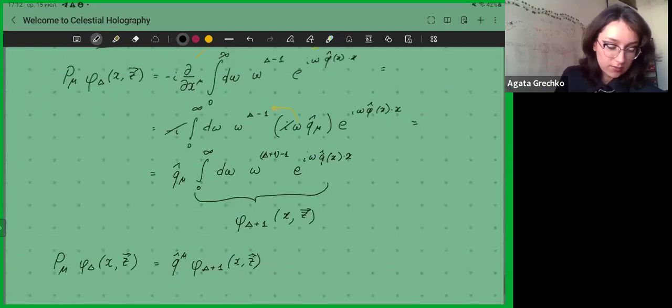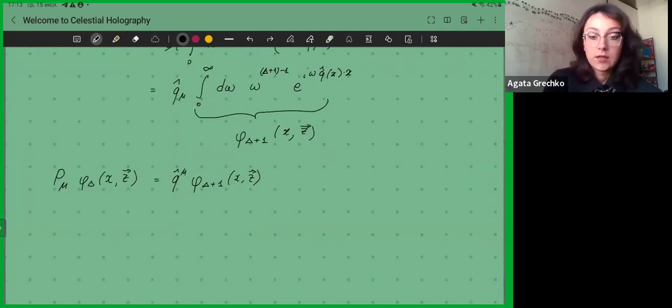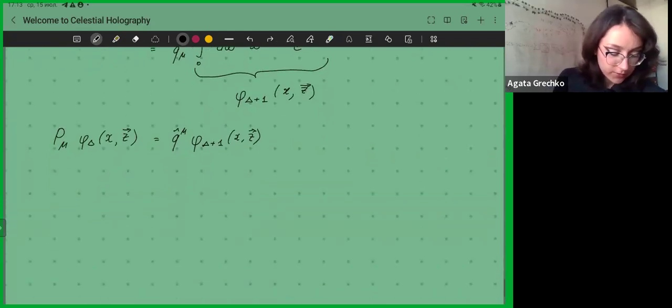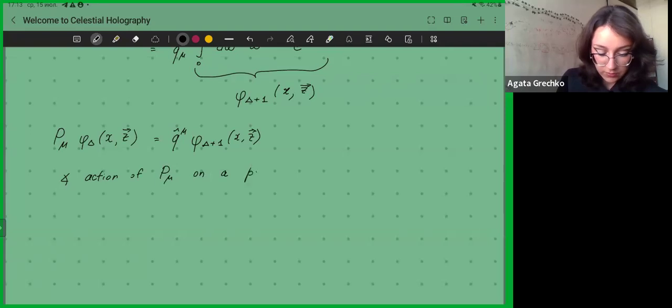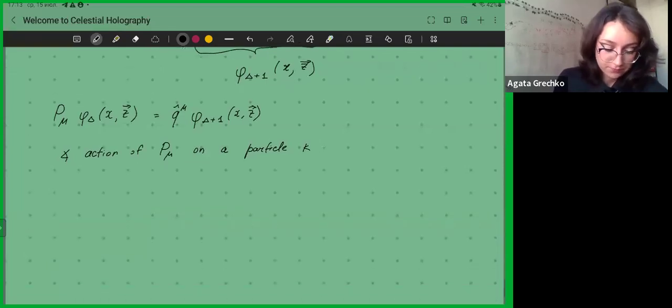So it will not depend on x, will not depend on any bulk variable. So we can write it as following. So acting on a particle, for example, we consider the action of p mu on a particle k, because we will now write down the expression for the full amplitude, and amplitude has a lot of particles, so let us already introduce the notation. We write it down as follows.